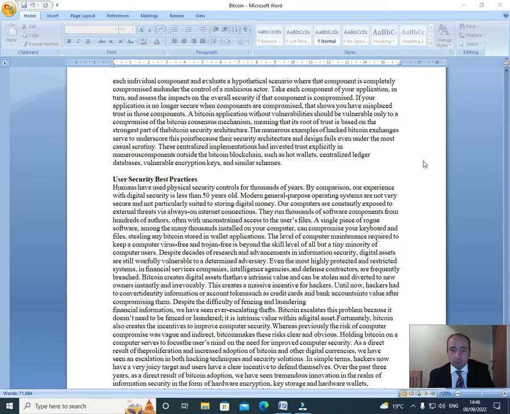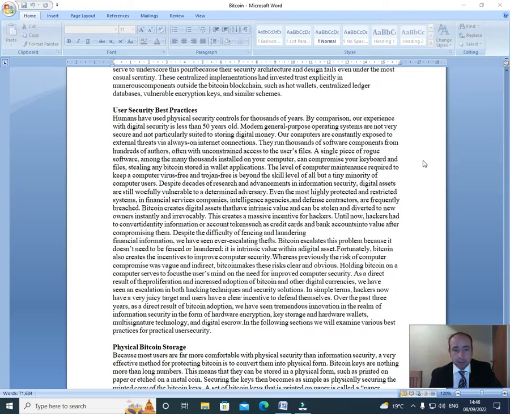The numerous examples of hacked Bitcoin exchanges serve to underscore this point, because their security architecture and design fails even under the most casual scrutiny. These centralized implementations have invested trust explicitly in numerous components outside the Bitcoin blockchain, such as hot wallets, centralized ledger databases, vulnerable encryption keys, and similar schemes.